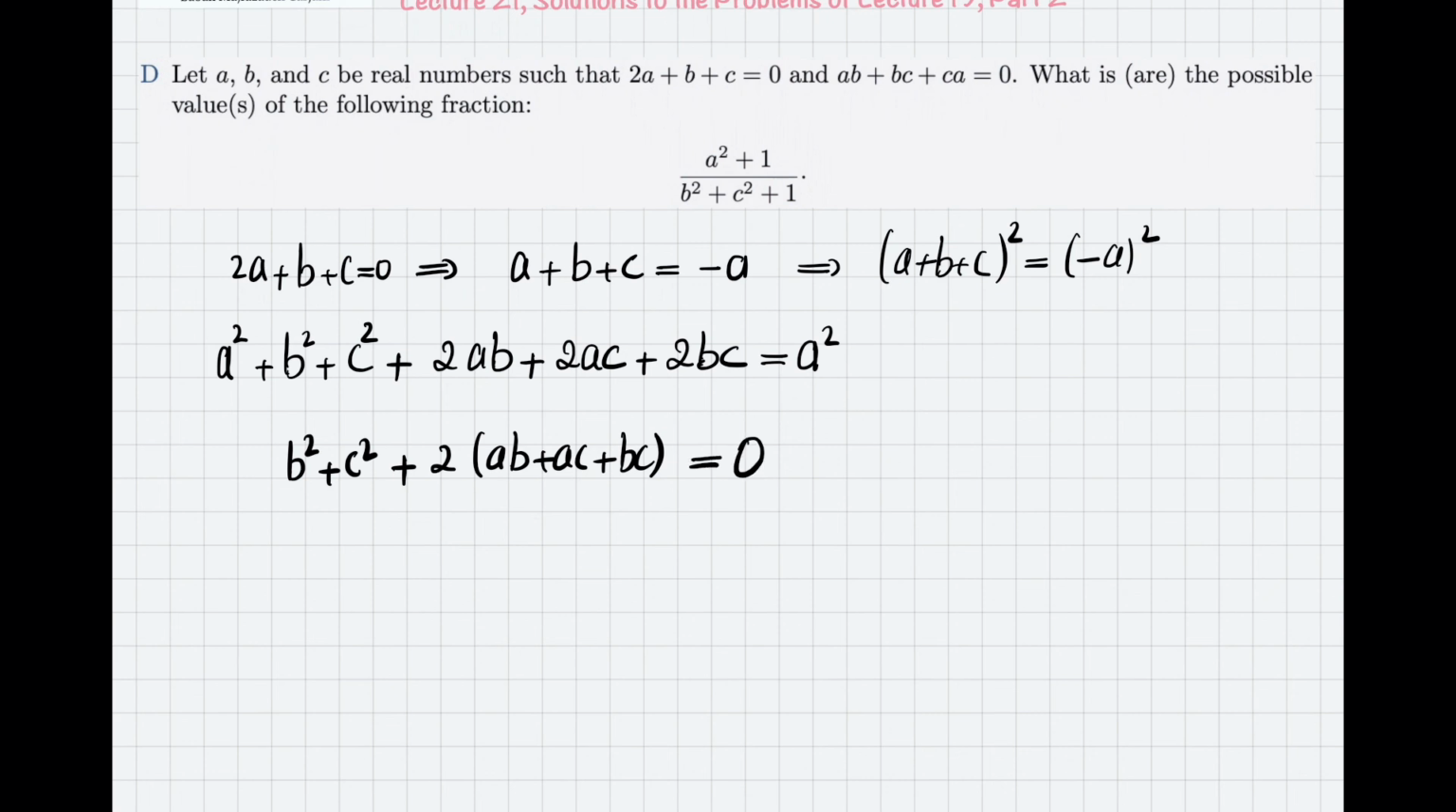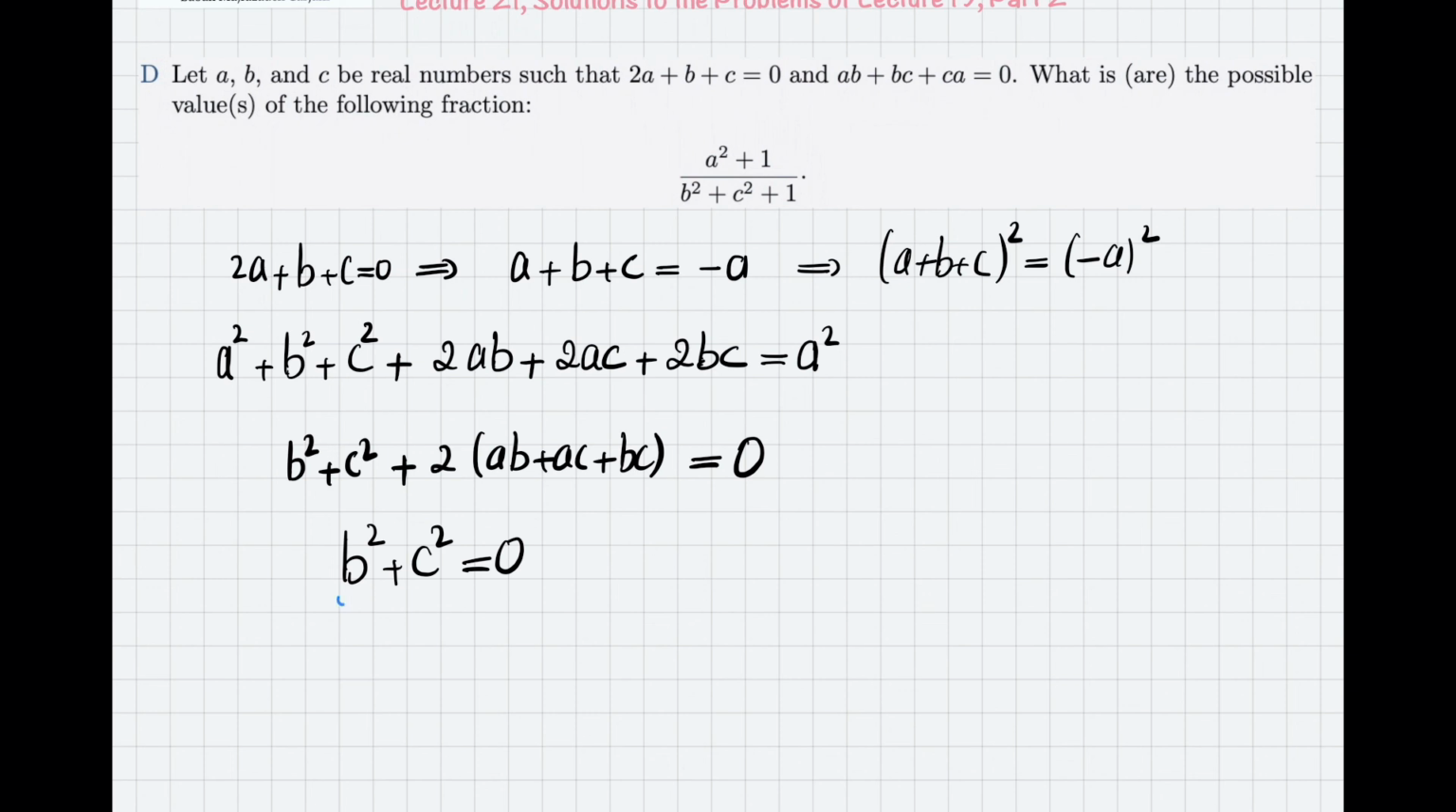And on the right hand side, because a squared is cancelled, I have 0. But the good point is that this expression that you see here is exactly this expression here, which is given to be 0. So if I put 0 instead, 2 times 0 is 0. What is left is b squared plus c squared on the left hand side, and on the right hand side I will have 0.